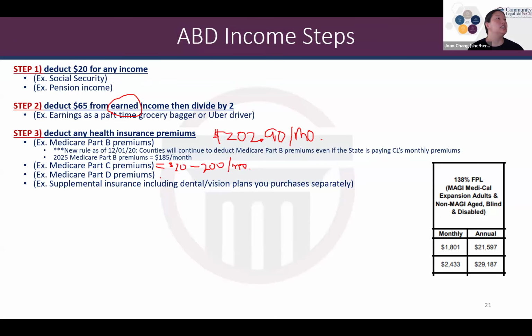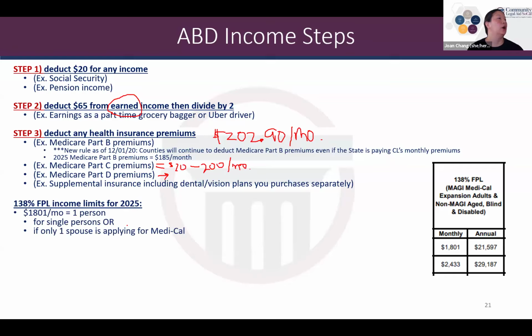It also includes Part D. So if you have original Medicare with Part D, some of my clients are paying extra, like $30 a month, $50 a month. Those $30, $50 get deducted from your countable income. Okay, and again, we're talking about the income. These are for free Medi-Cal, not share of cost.